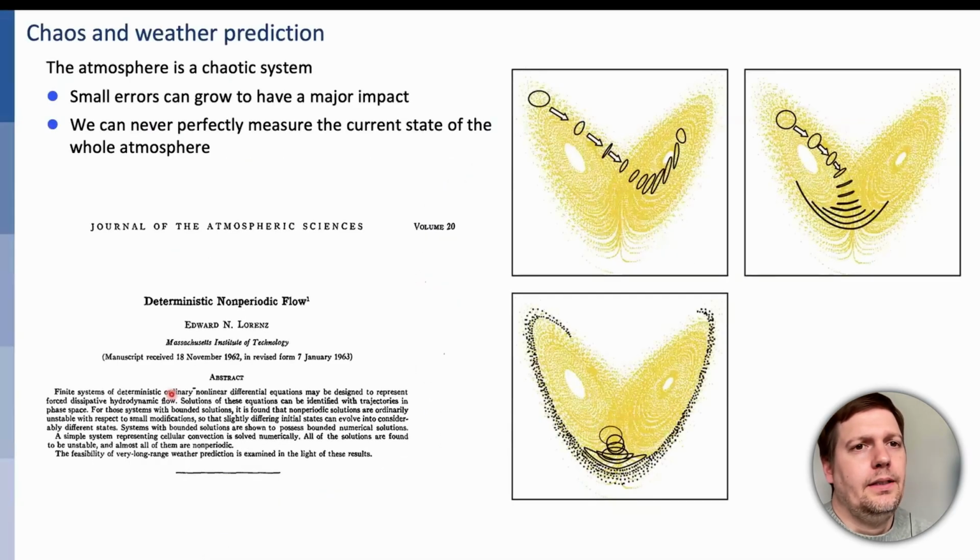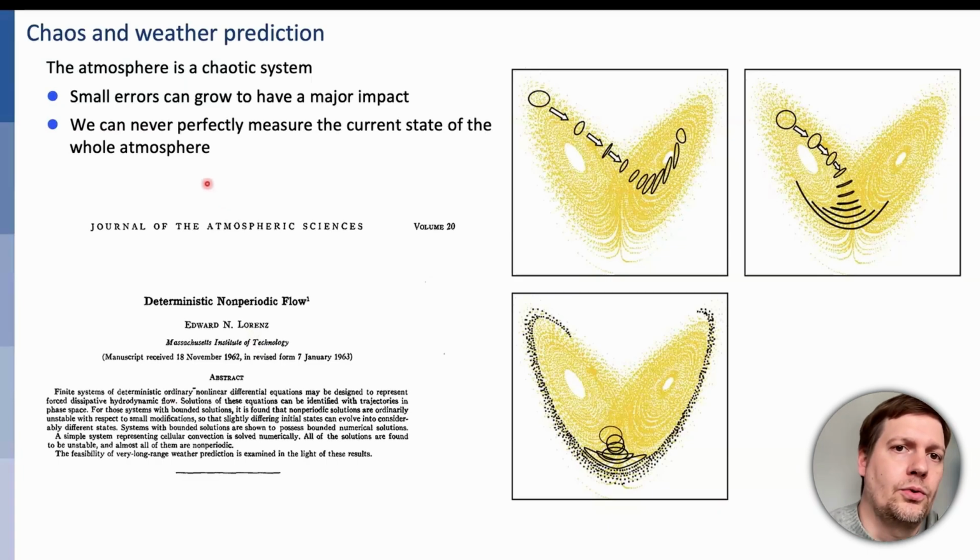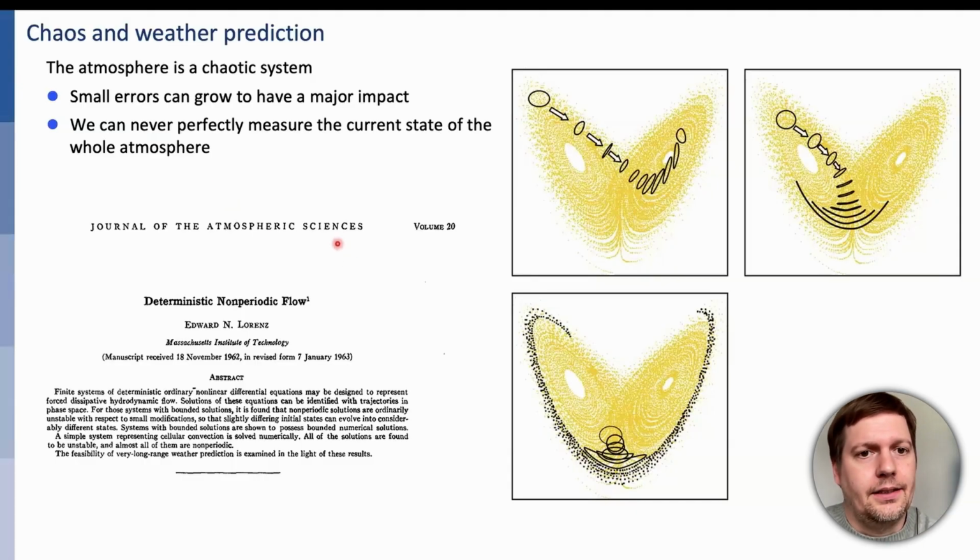So, one fundamental thing about the atmosphere is that it's a chaotic system. This means that small errors can grow to have a major impact. And we can also never perfectly measure the current state of the whole atmosphere, so this will always be an inherent issue. And this is visualized here with the famous dynamical system by Lorenz.